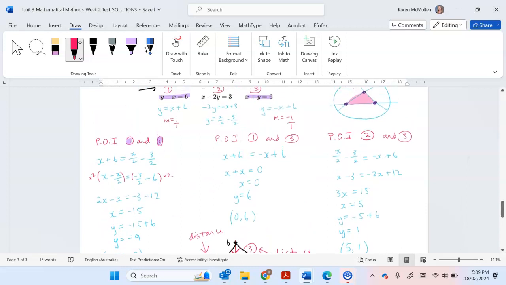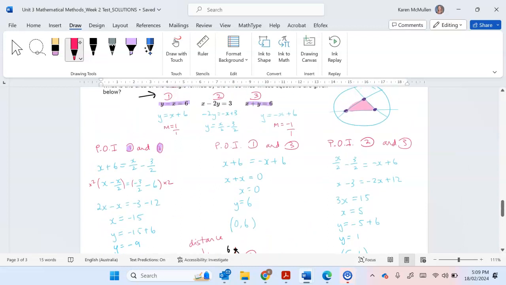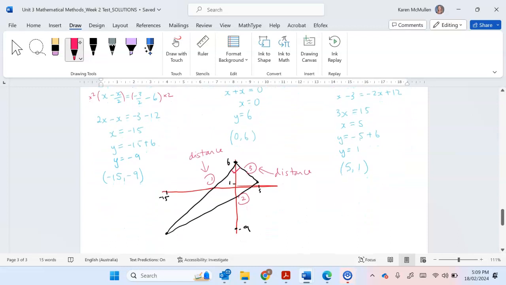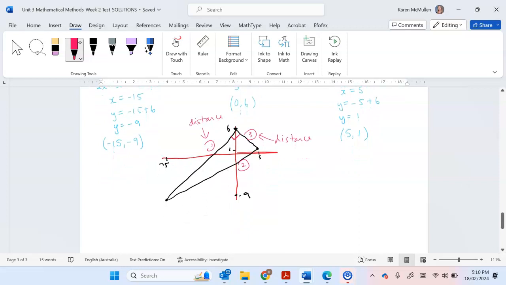And we already knew that equation 1 and 3 were perpendicular to each other because of the gradients. So that's how we know where the right angle is. And now we can do the distance between 2 points. So this point here, remember, is negative 15, negative 9. This point here is 0, 6. And this point here is 5, 1.